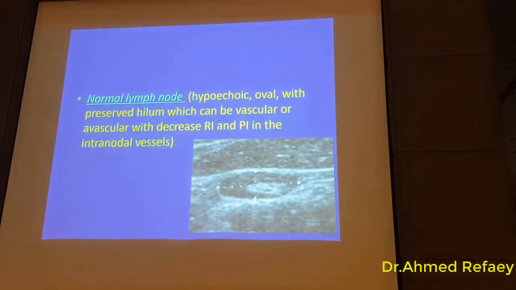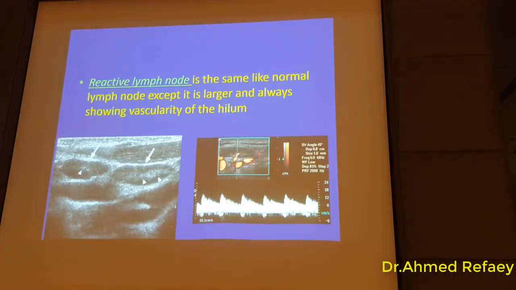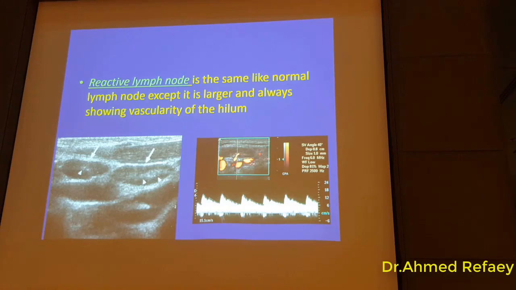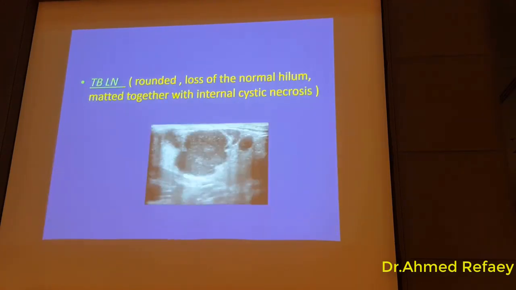The conclusion from this simple talk: the normal lymph node is hypoechoic with preserved hilum, and can be avascular or have flow inside the hilum. The reactive lymph node is the same as the normal lymph node, the only difference being that it is larger, more than 9 millimeter in short axis. For the tuberculous lymph node, the most important features are matted nodes, as you see.